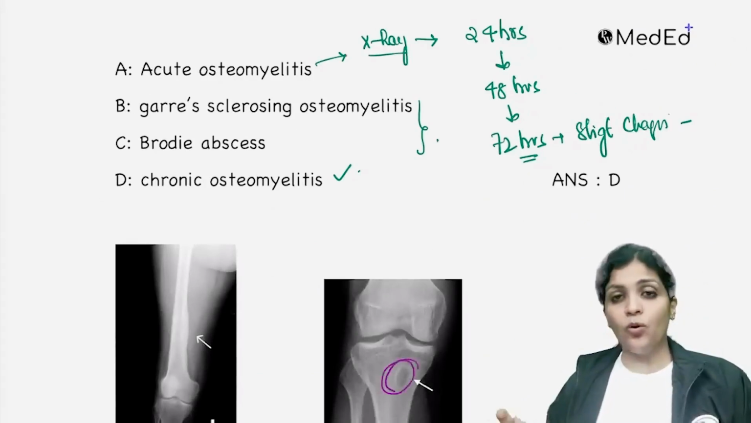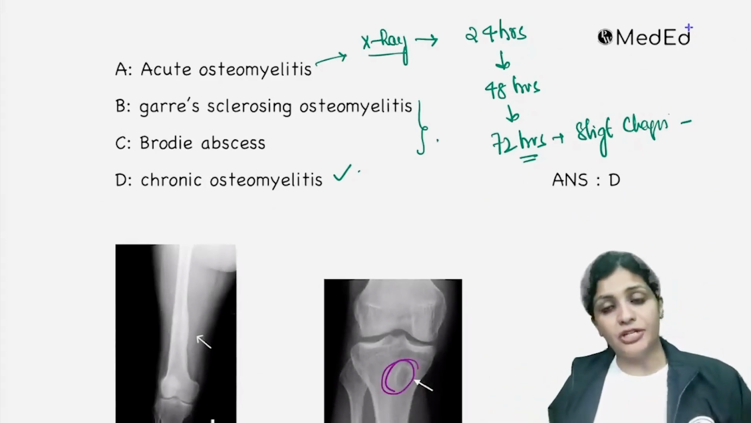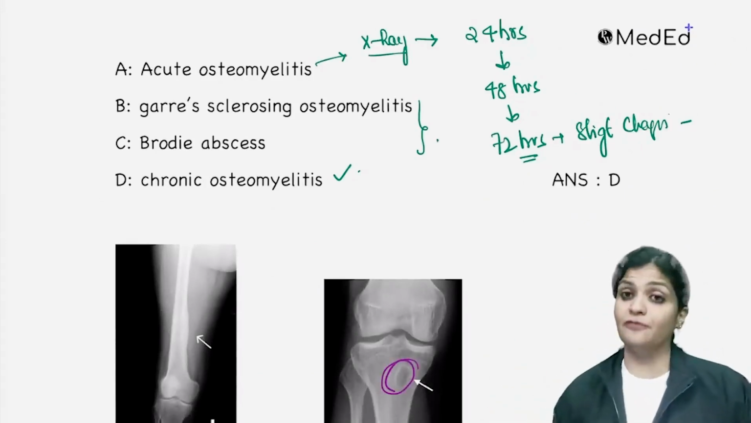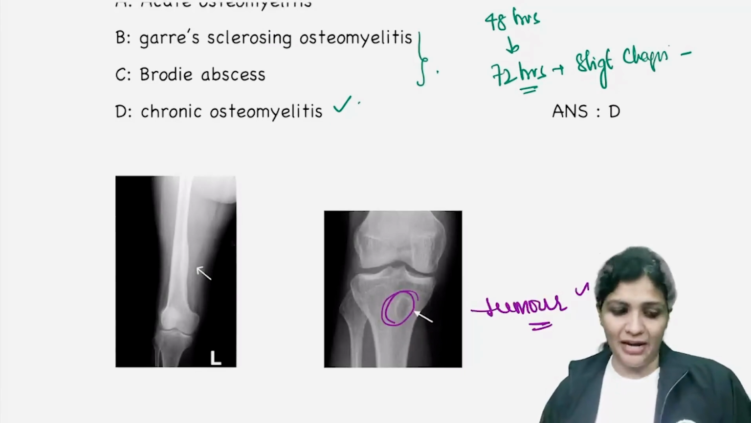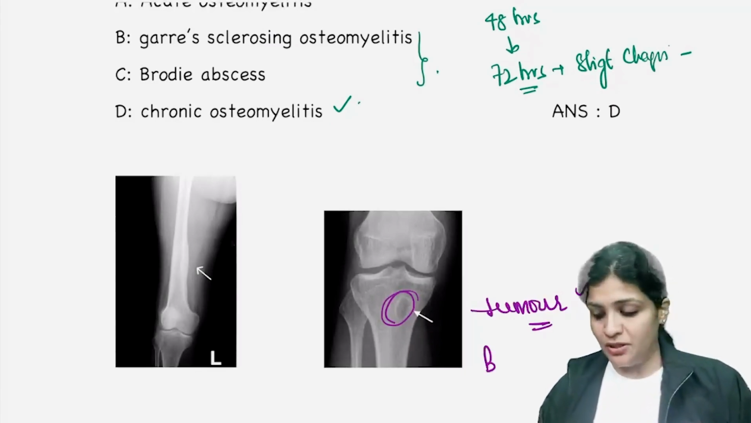So you can see there is localization of that particular infection over that space. Sometimes this can be confused with the tumor, right? Hence, you have to be very careful while dealing with the infections and the tumor, right? So that is the Brodie's abscess.